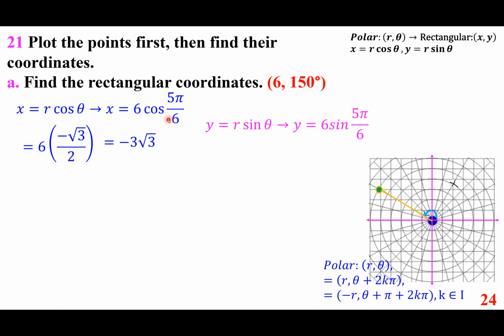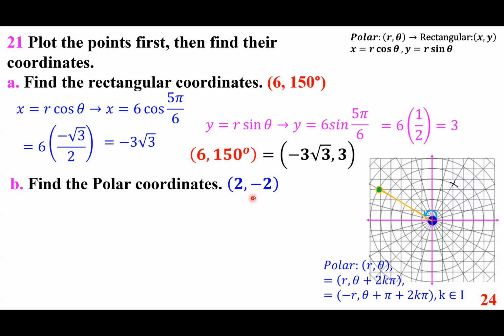Y is r sine theta. Sine of pi over 6 is 1/2. In the second quadrant, 5 pi over 6, sine is still positive, so 6 times positive 1/2 gives us 3. Therefore, 6 comma 150 degrees is the same as negative 3 square root of 3 comma 3.